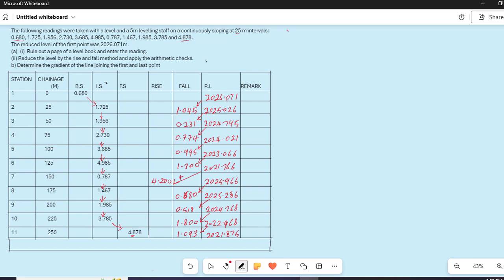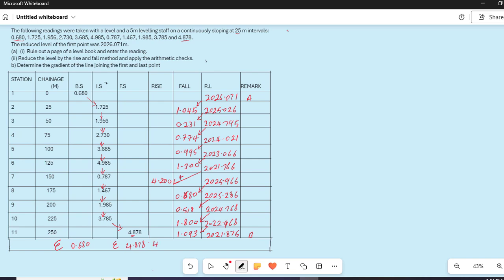This is the first station, so this is point A, and this is at point B. With this I can have the summation of backsight. For the backsight I have 0.680, and then I have the summation of foresight, which is 4.878. Also I have the summation of rise, which is 4.200.